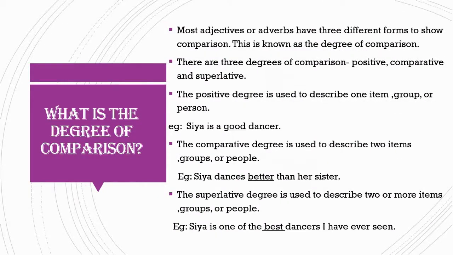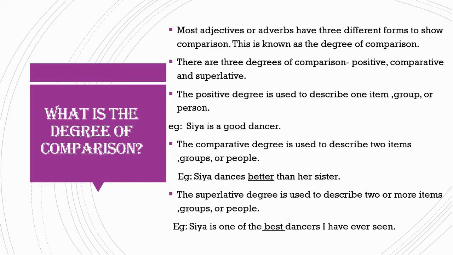What is the degree of comparison? Most adjectives or adverbs have three different forms to show comparison. This is known as the degree of comparison. There are three degrees of comparison: positive, comparative, and superlative.